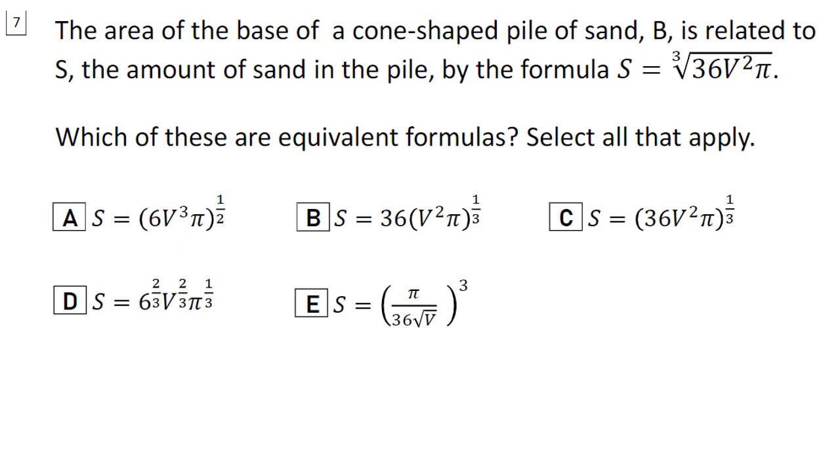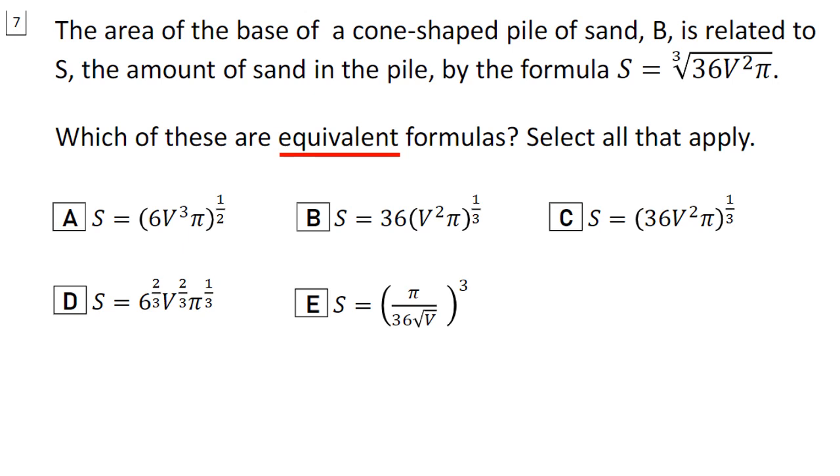Number 7 actually looks pretty scary. The area of the base of a cone-shaped pile of sand, B is not the pile of sand, B is the area of the base, is related to S, the amount of sand in the pile, by the formula S equals all that stuff. Which of these are equivalent formulas?